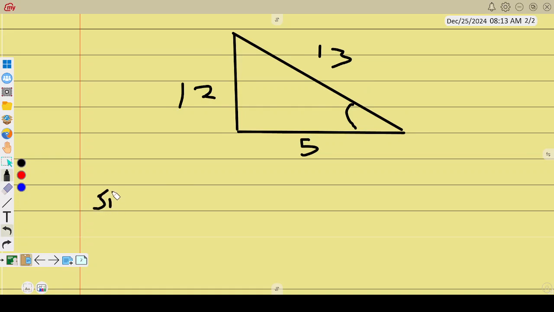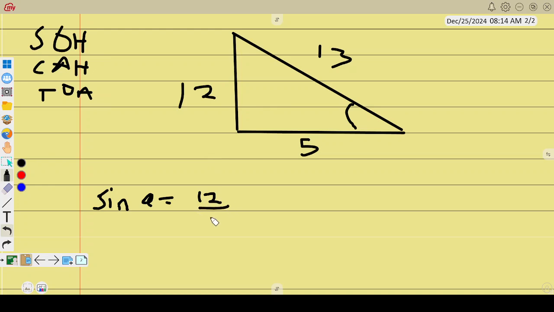So starting with sine theta. Sine theta, it is opposite over hypotenuse. You should always remember your SOH CAH TOA. So sine theta is opposite, the opposite, which is 12. Sine theta is 12 over 13. Yeah, because this is the hypotenuse opposite the right angle. So where this corner is pointing, that's the right angle.